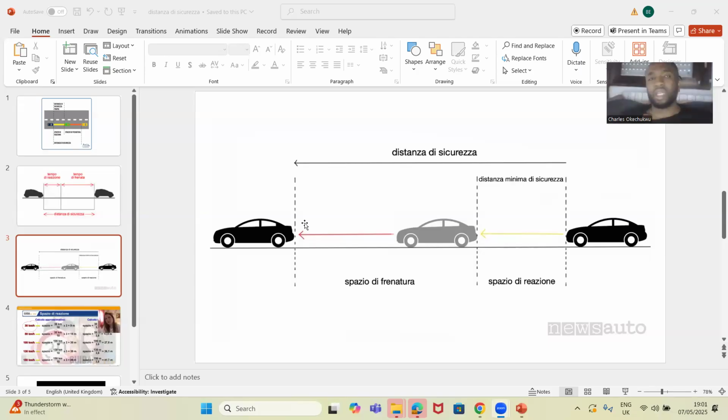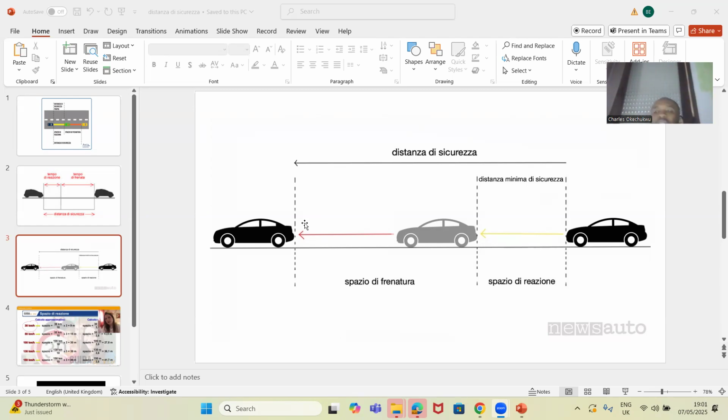Distanza di sicurezza. Distanza di sicurezza means the safety distance you give the person in your front. That safety distance, distanza di sicurezza, means safety distance. Is it clear? It is that distance, that space you give the person in your front.